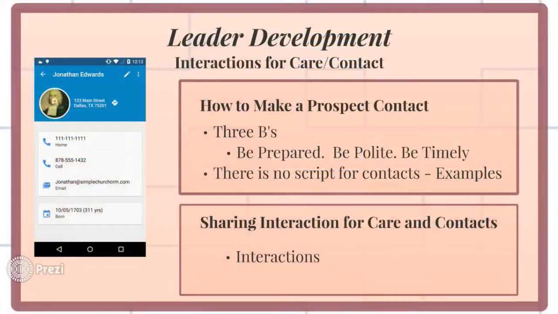But anyway, moving on. And so as we continue to move forward in our leadership development, we gave out a couple of handouts. Talked about making prospect contacts, and so cold calls to new members. And so I'll put links to that with this at some point, or those handouts are readily available. But the big thing is the 3 B's. Be prepared when you make a contact. Be polite. Be timely.